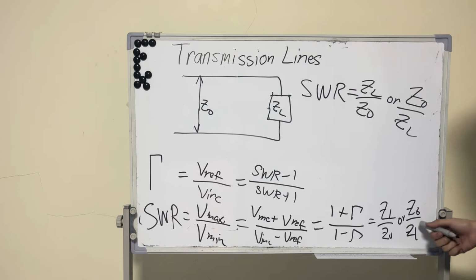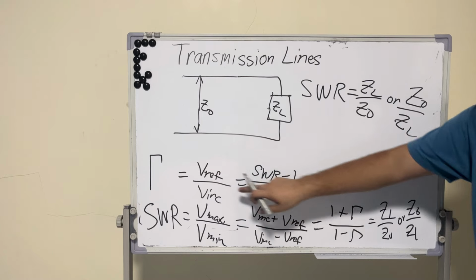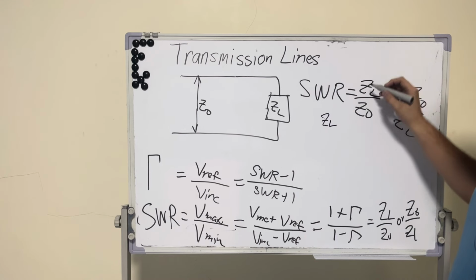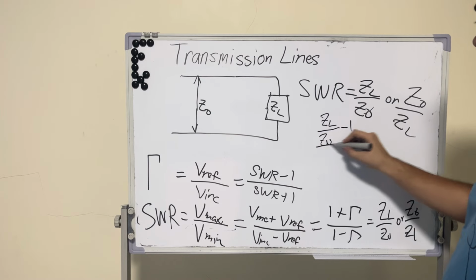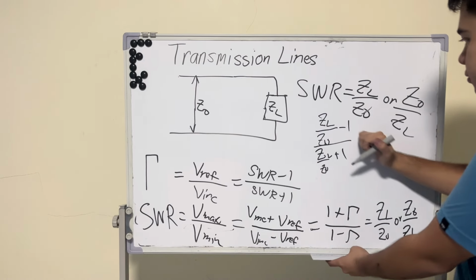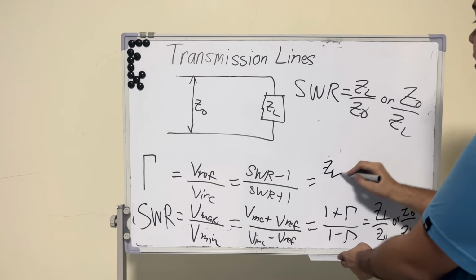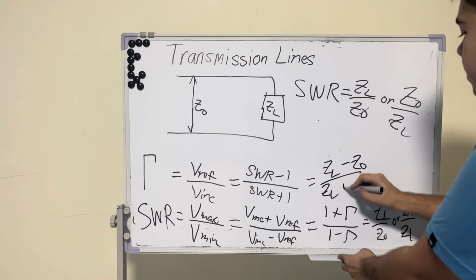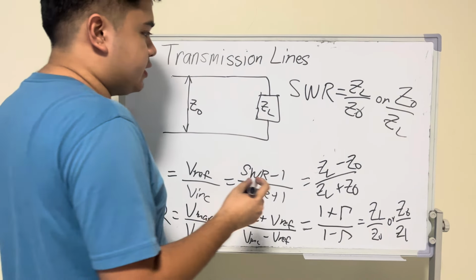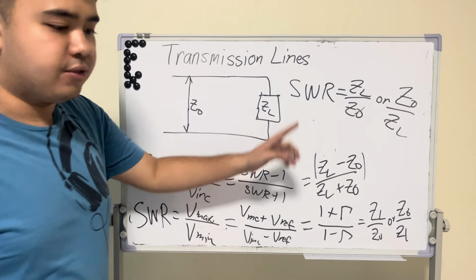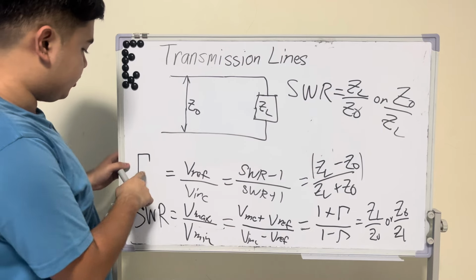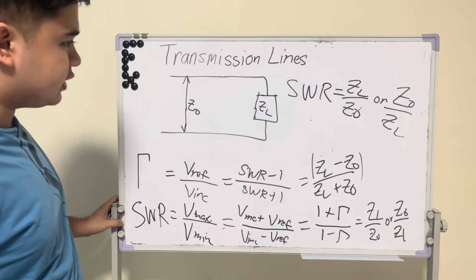Now, we also have the reflection coefficient, which we can describe in terms of SWR. So SWR minus 1, so let's use ZL over ZO minus 1 over ZL over ZO plus 1, we get ZL minus ZO over ZL plus ZO. Now, since we can have ZO over ZL, this means that we need to take the absolute value for this part. That is the formulas for the reflection coefficient and the standing wave ratio.